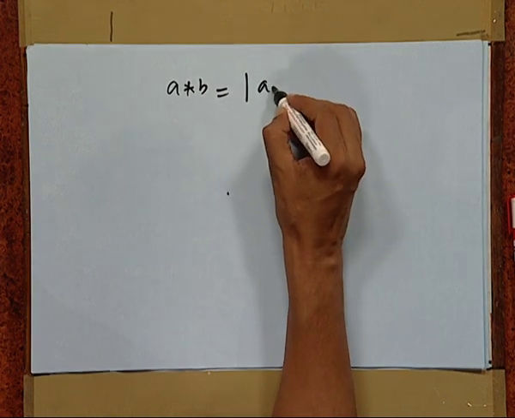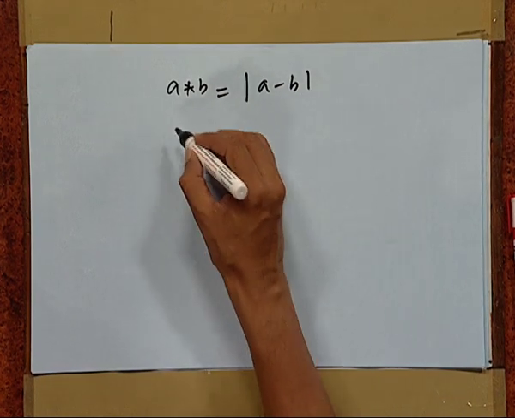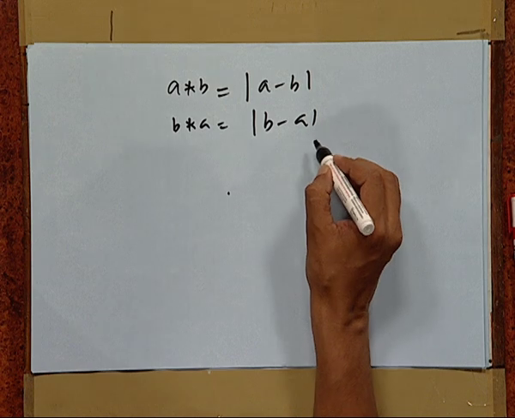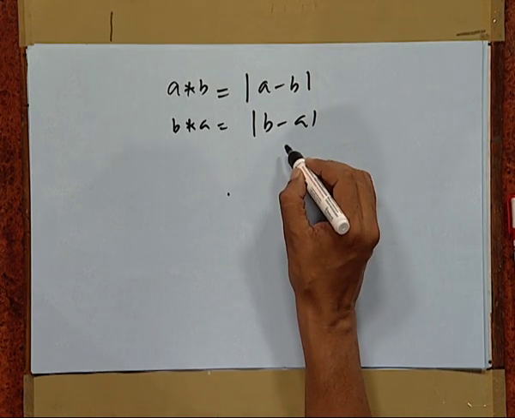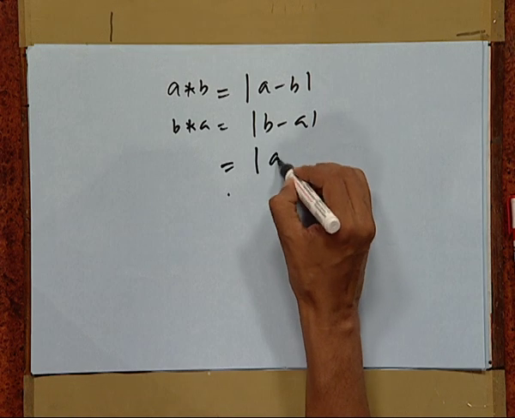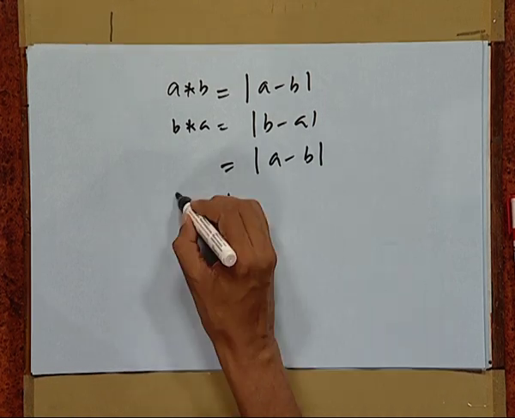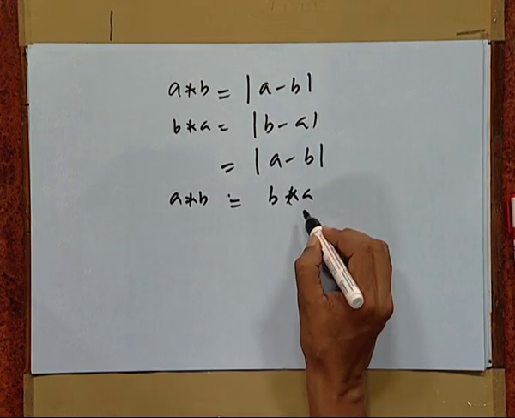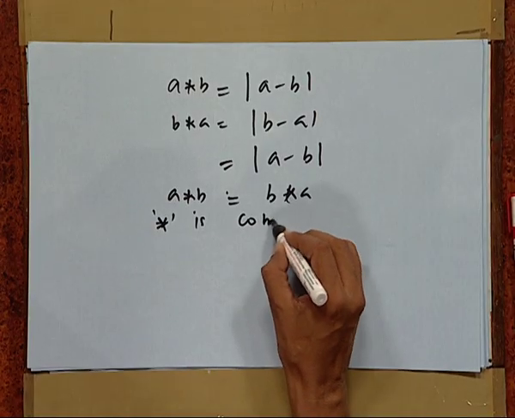Let us start solving this problem. First of all, we have to show that star is commutative. For this, we have A star B is equal to mod A minus B, while B star A is mod B minus A. But since the mod operation is symmetrical, this is equal to mod A minus B. Thus, A star B is equal to B star A. This implies star is commutative.